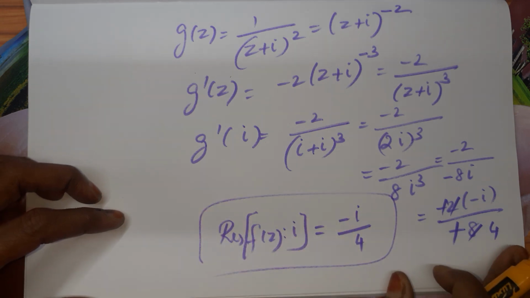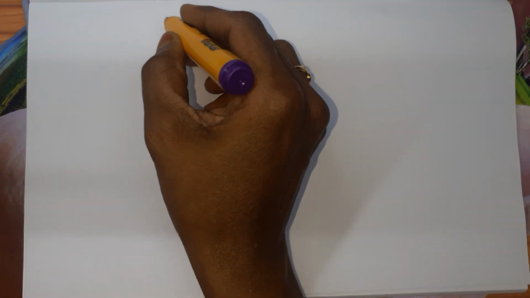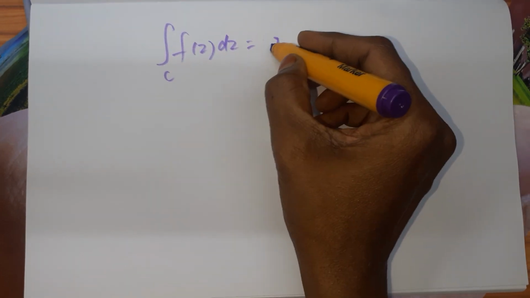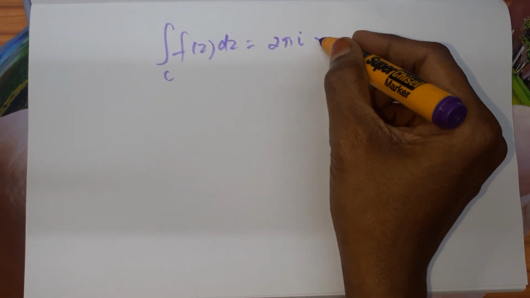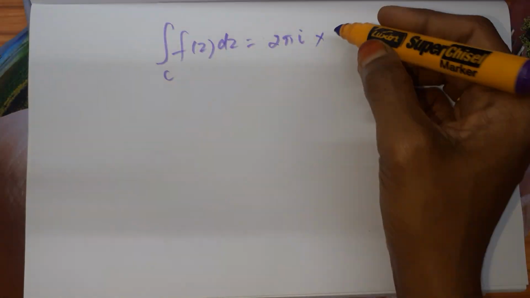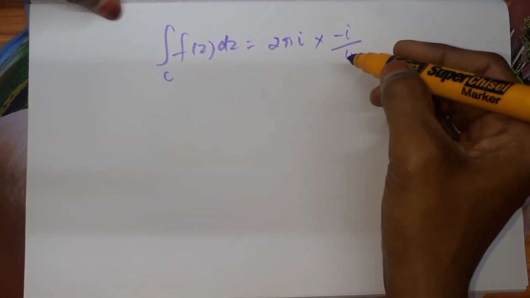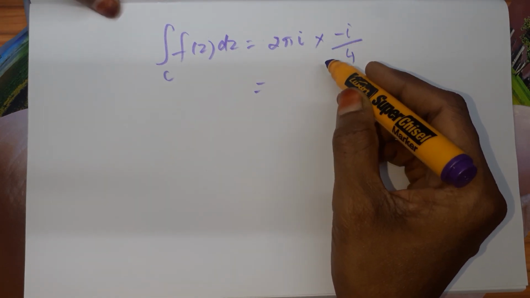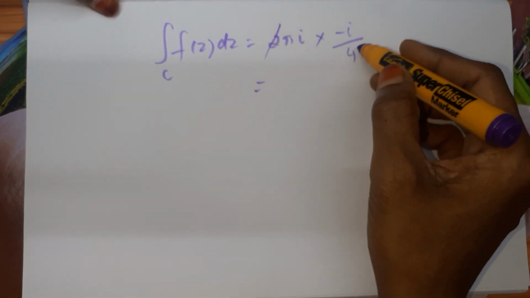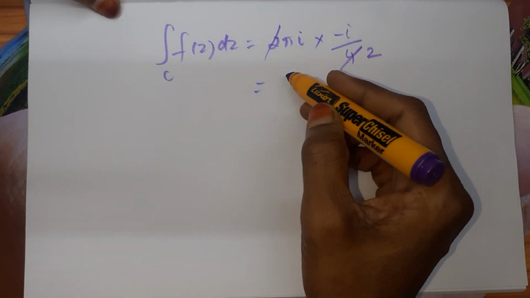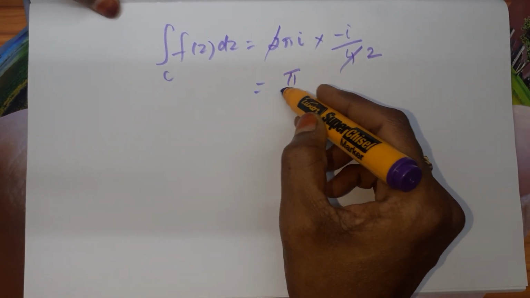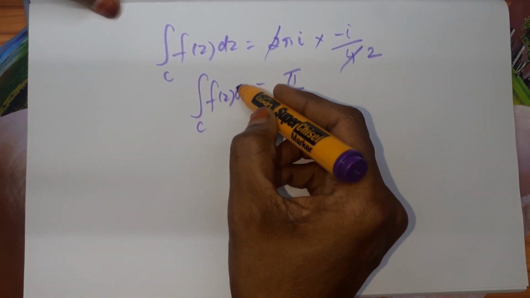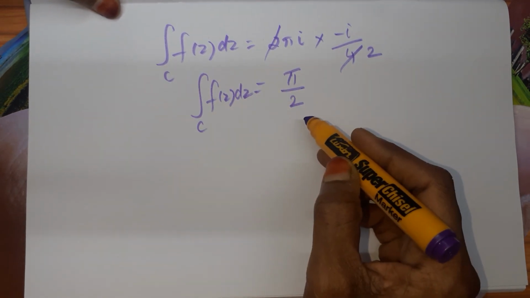Then what is the Cauchy residue formula? Integral over C f of z dz is equal to 2 pi i into the sum of the residues. Only one residue we have, that is minus i by 4. i into i squared is minus 1. Already we have one minus sign, so it is plus. This is 2, so plus pi by 2. So integral over C f of z dz is equal to plus pi by 2.